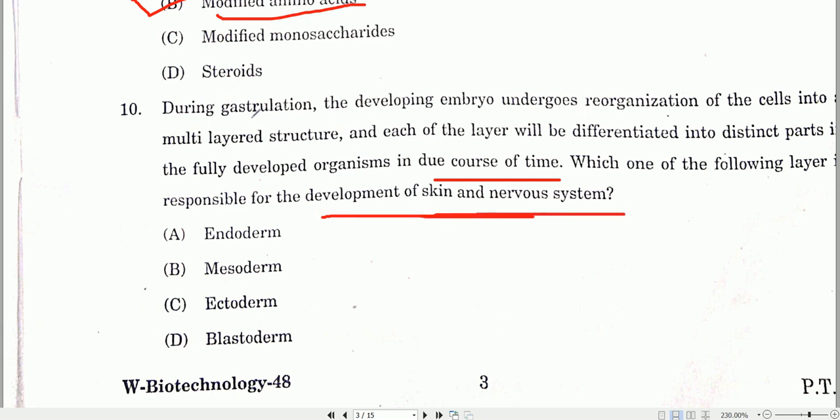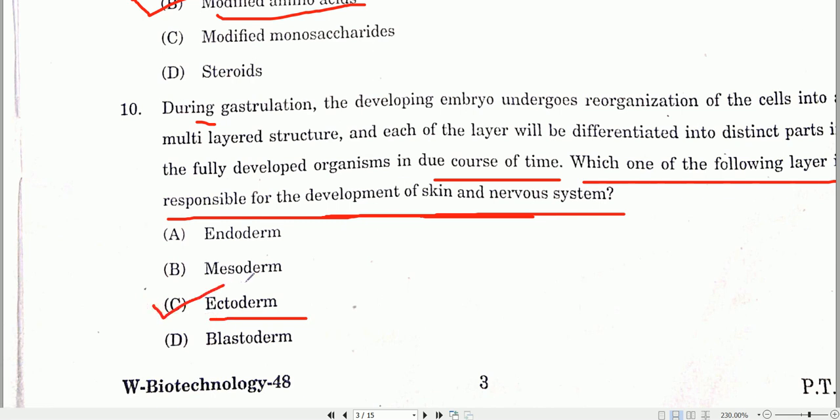So it's a very lengthy question, but the answer is present only in this last sentence. Before that, there are multiple sentences, so we can ignore them. Due to multiple sentences, it's lengthy, and that makes the student confused. So here, which one of the following layers is responsible for the development of skin and nervous system? For skin and nervous system, ectoderm is responsible. So option C will be the correct one.